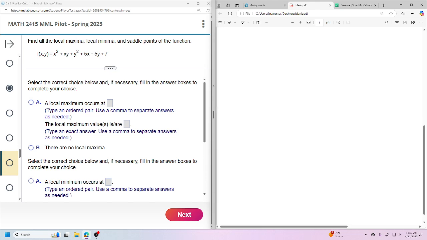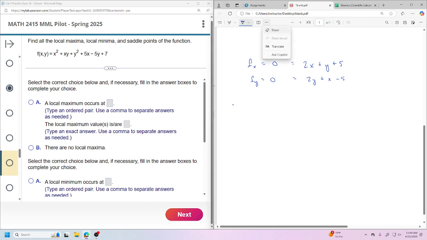So I need to have f sub x and f sub y both equal to 0 at the same time. So then I got 2x plus y plus 5. And then I've got 2y plus x minus 5. I feel like I need to just put it into a matrix and solve. But we can do this either way.